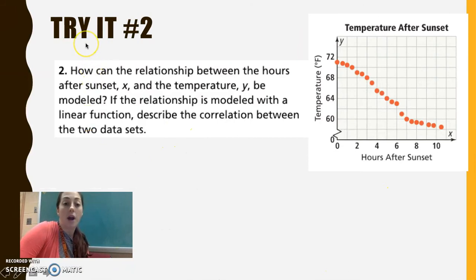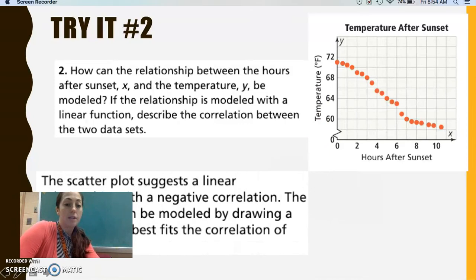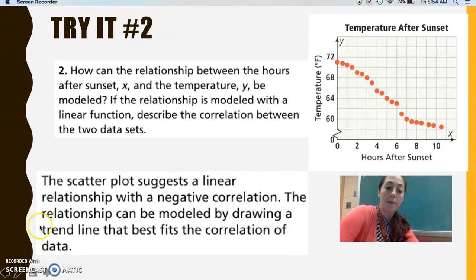All right, so try it number 2. I want you to pause the video after I read it. How can the relationship between the hours after sunset, X, and the temperature, Y, be modeled? If the relationship is modeled with a linear function, describe the correlation between the two data sets. So the scatter plot suggests a linear relationship with a negative correlation. I hope you paused the video. The relationship can be modeled by drawing a trend line that best fits the correlation of the data.